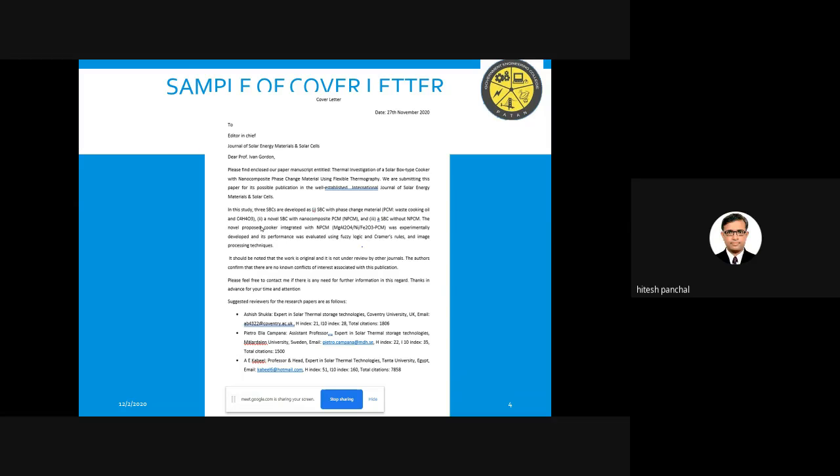In the cover letter, if you have put the novelty, the editor can understand that this paper is good. Then you can also write that the work is original and it is not under review by other journals, because at present what people are doing is submitting only one paper to 2 or 3 journals. That is called malpractice.